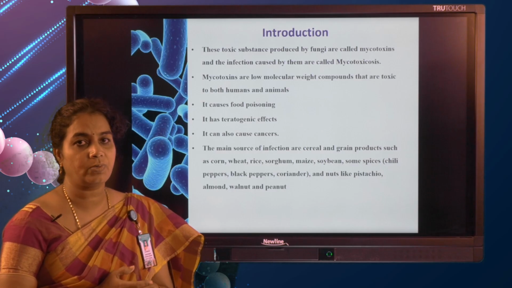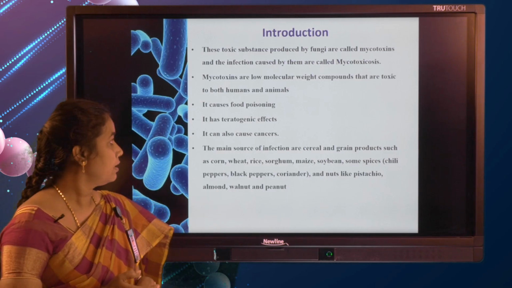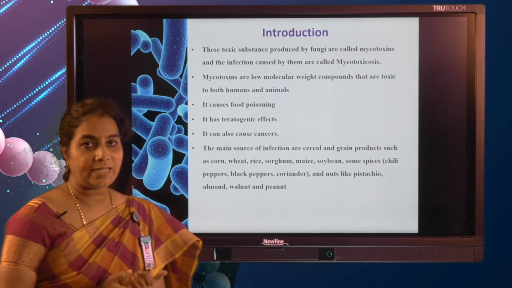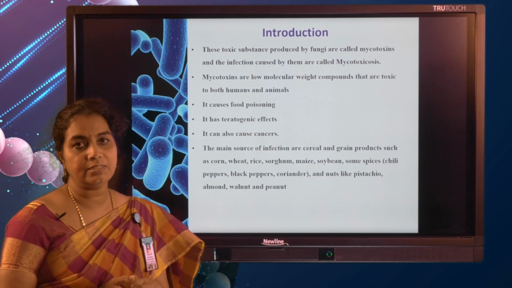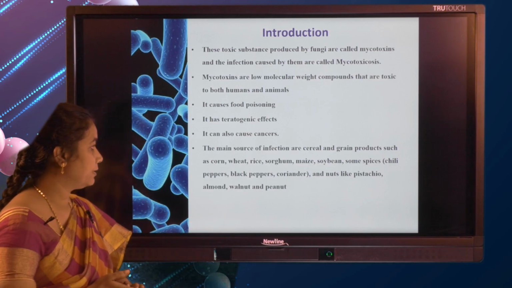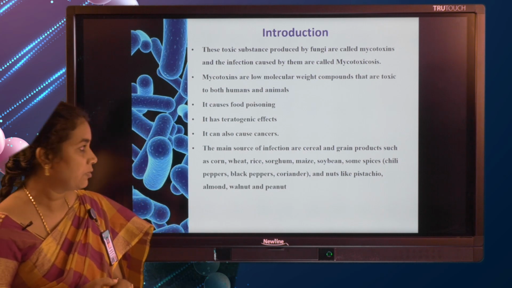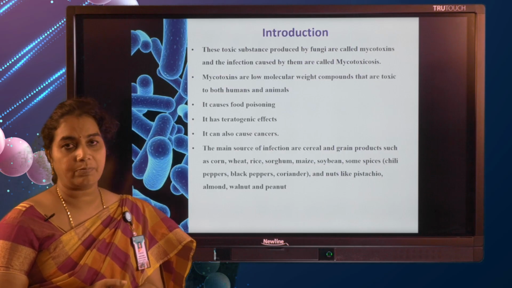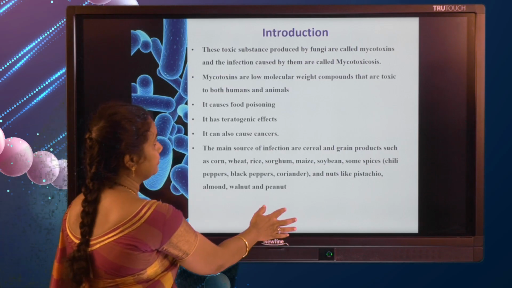So, this is the general feature of mycotoxin. Mycotoxins are low molecular weight components which are toxic to humans as well as animals. They mainly cause food poisoning. Other than that, they also cause cancer. It has teratogenic property. What is this teratogenic property? It can affect embryo and fetal growth. The main sources of infection are cereals and grains like wheat, rice, sorghum, and spices like black pepper, green chilies, and nuts like walnut and peanut.